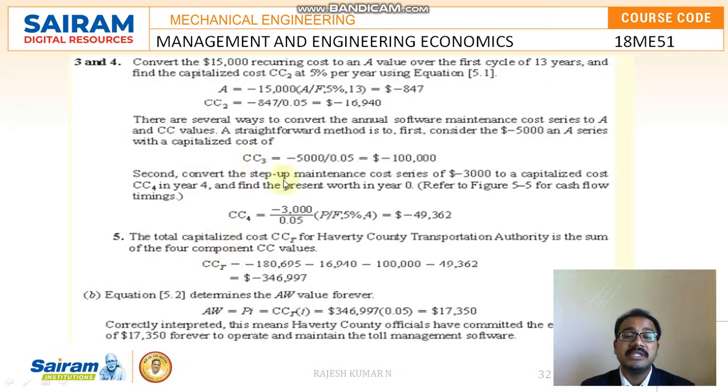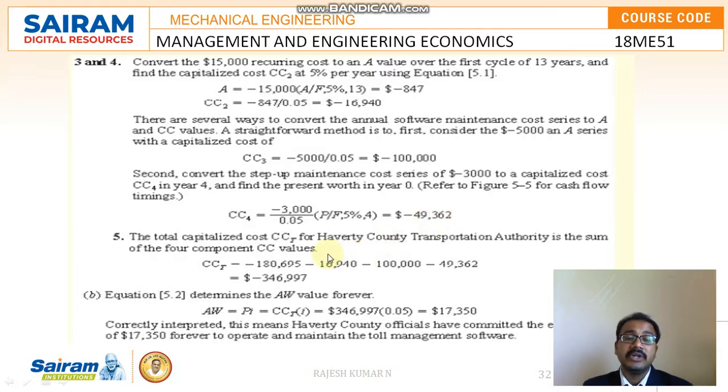And the second, convert the step of maintenance cost CDs of $3,000 to a capitalized cost, that is CC4 in year 4, and find the present worth in year 0. So again for the cash flow diagram reference, I'll be taking this one. CC4 will be equal to minus 3,000 divided by 5% interest. So I'll be getting minus $49,362.